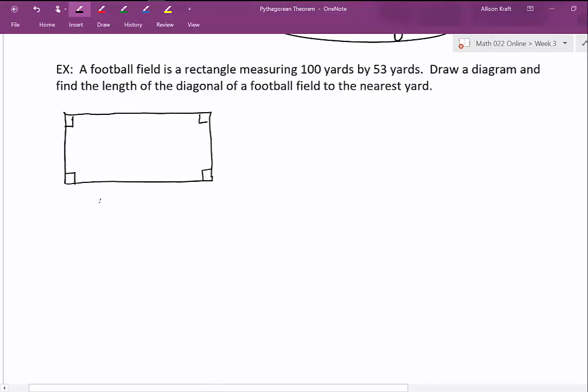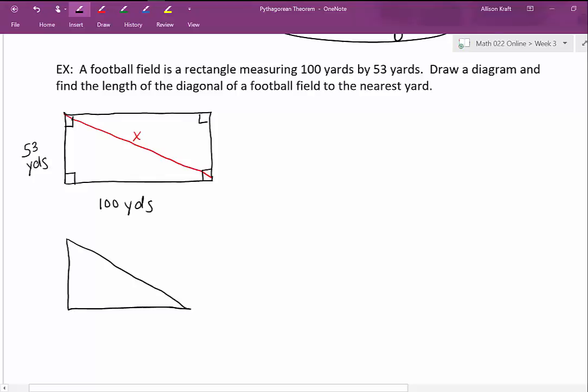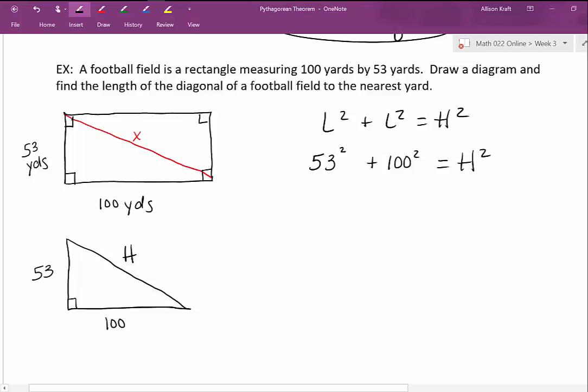The football field measures 100 yards by 53 yards, and we're asked to find the length of the diagonal. That's our unknown. Essentially, we have a right triangle with one leg of 53 yards, another measuring 100, and the hypotenuse is unknown. We'll use the Pythagorean theorem to solve. Leg squared plus leg squared equals hypotenuse squared. Our first leg is 53, our second leg is 100, and our hypotenuse is unknown.